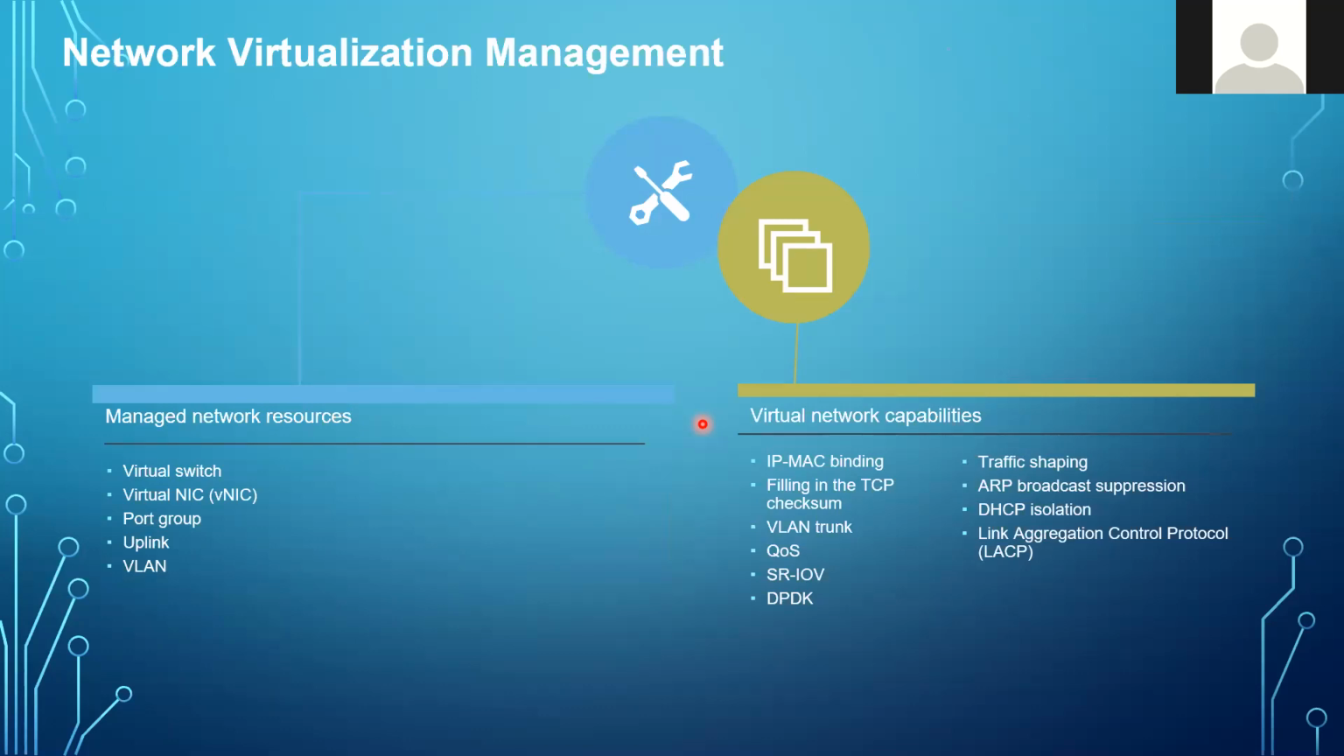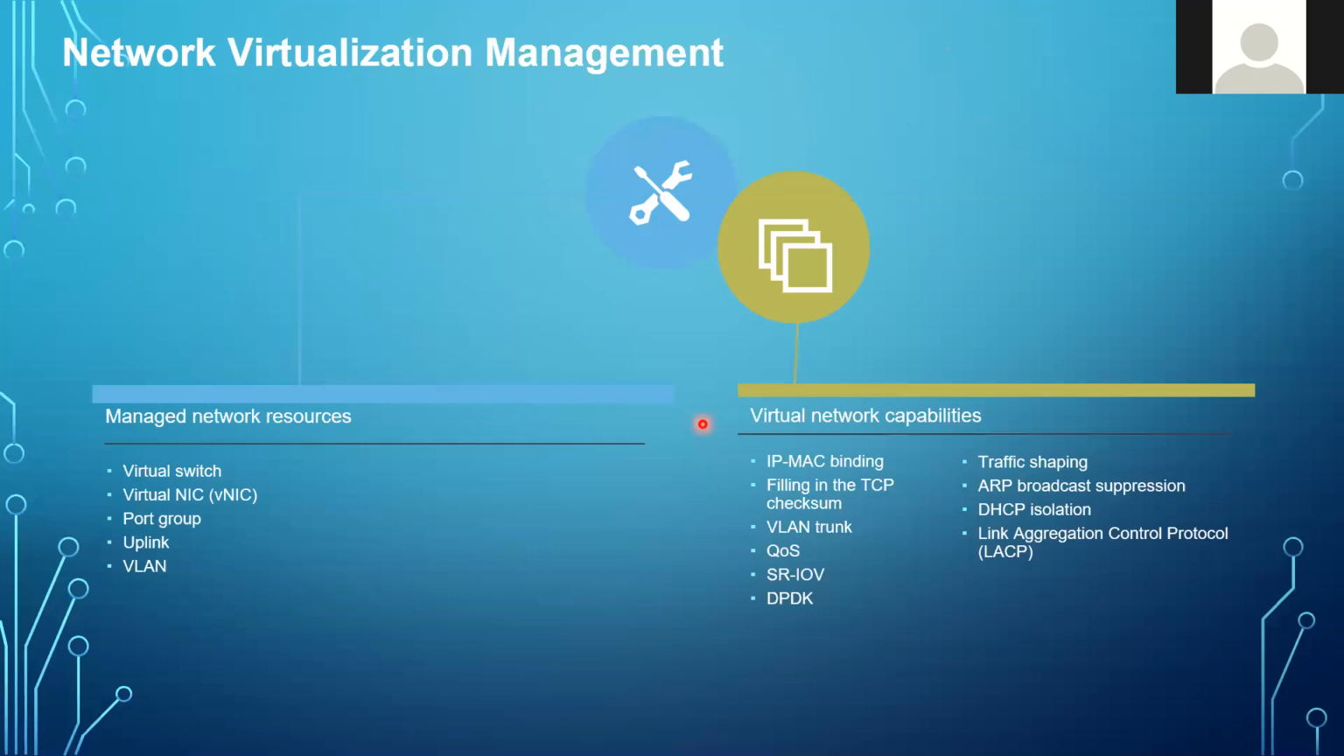In network virtualization, we have virtual switches, virtual NICs, port groups, uplinks, and VLANs. This is very important: once you create a VM, you need to know about the virtual switch, virtual NIC, port group, uplink, and VLAN. For example, you have a machine with two NIC cards installed, and these two cards are connected to the physical switch. But once you install a hypervisor or a virtualization platform, you need to create a virtual switch. In the virtual switch, you have to add uplinks. Uplinks are these two cards. You have to add these cards to the virtual switch so the virtual switch can communicate out to the external network.